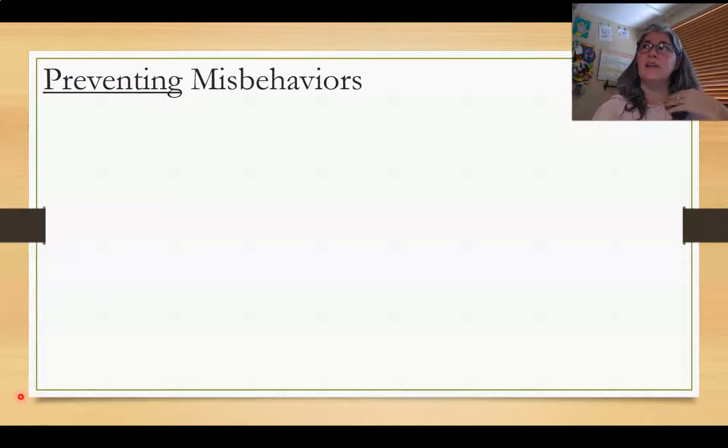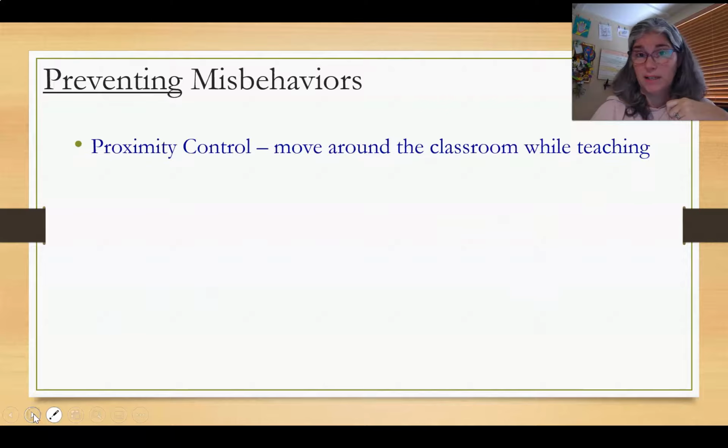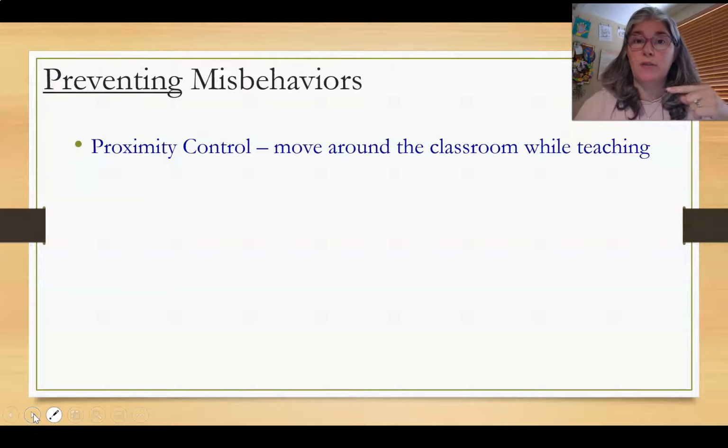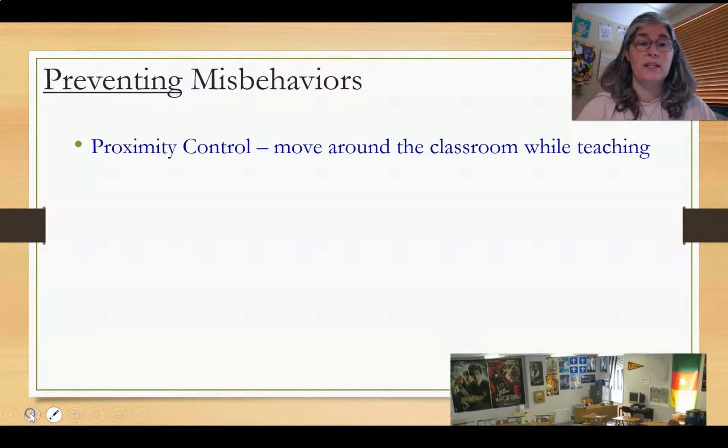So speaking of the idea of your mere presence helping students behave, our next item on the list for preventing misbehaviors is proximity control. And this is the idea that you want to move around the classroom while you're teaching so that you can be near your students, right? So your presence near them will help them to behave. So you need to be able to go around your classroom and be present. And if you have students that are misbehaving, or if they're doing other work, or if they're talking to one another, you need to be able to go over and stand near them while you're teaching.